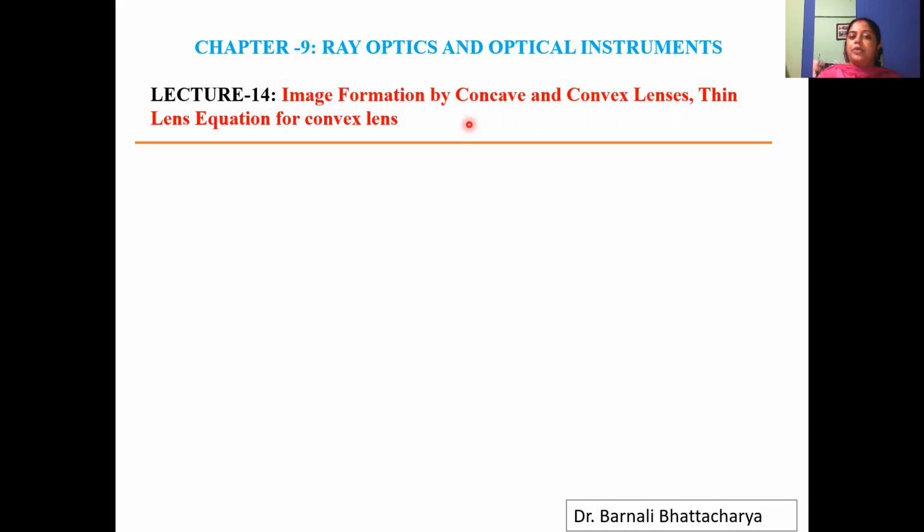So here I am going to discuss the image formation by lens and thin lens equation. So let's start the class. First, we'll consider the convex lens.